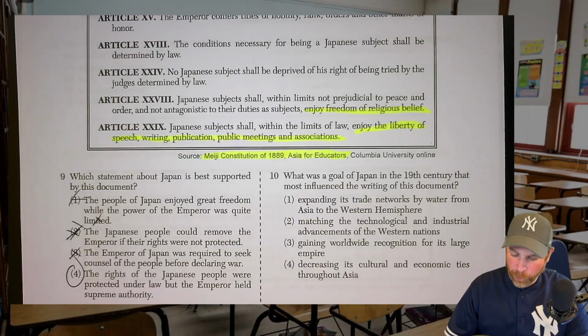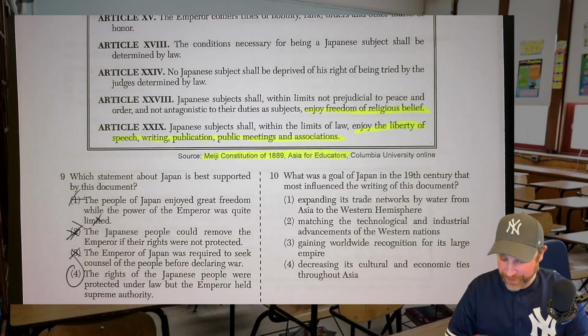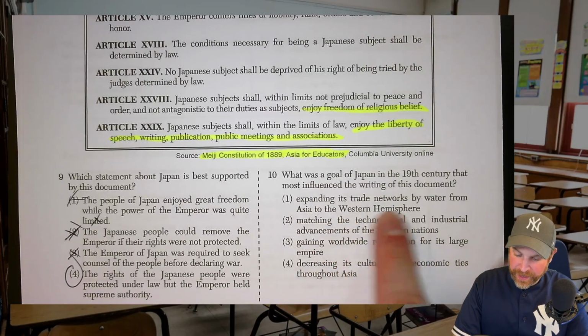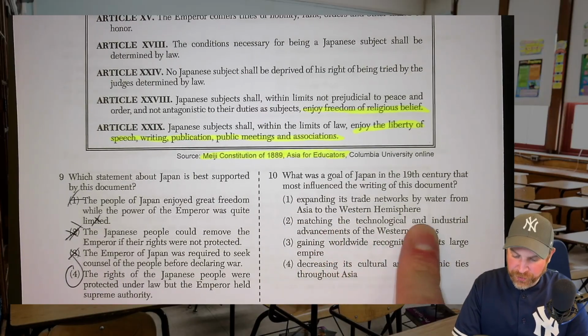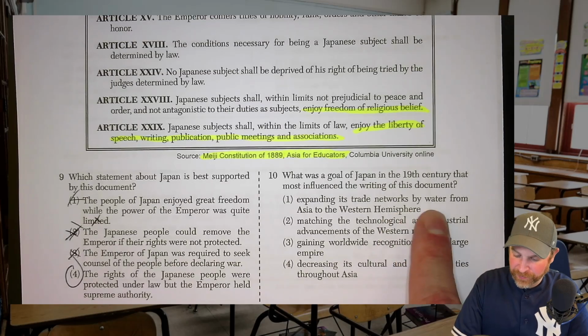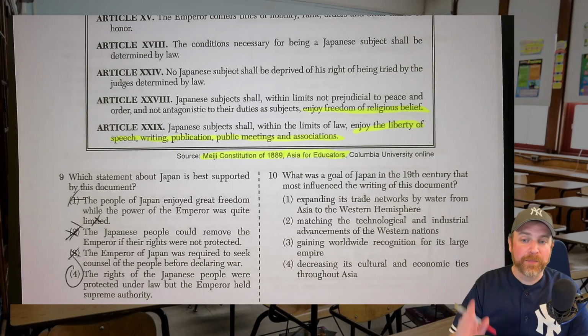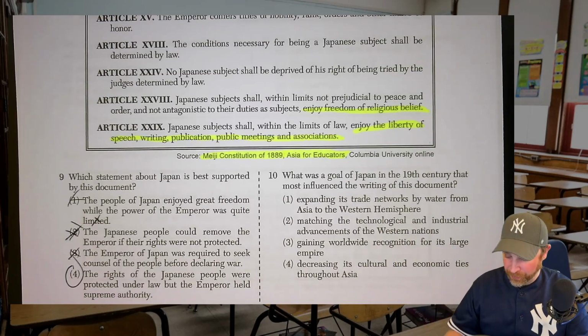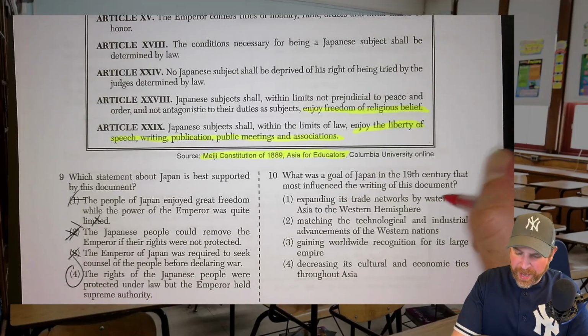Number 10. What was the goal of Japan during the 19th century that most influenced the writing of this document? Right. So again, what's the goal of the Meiji Restoration, I guess you could say? Expanding its trade networks by water from Asia to the Western Hemisphere. This is not a time period where Japan was trying to do that. That's going to come a little bit later on once Japan becomes a modern country. But also, too, it says by water.